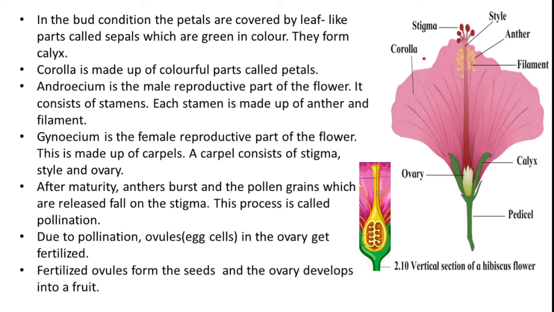Androecium is the male reproductive part of the flower. It consists of stamens. Each stamen is made up of anther and filament. So, anther and filament.